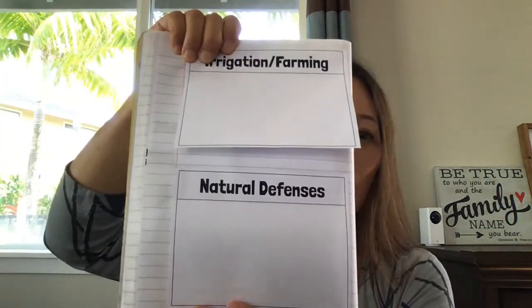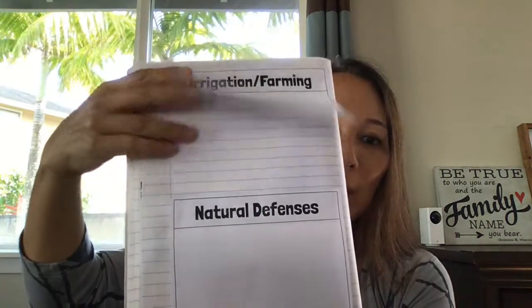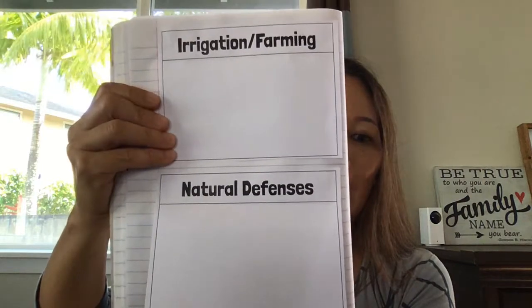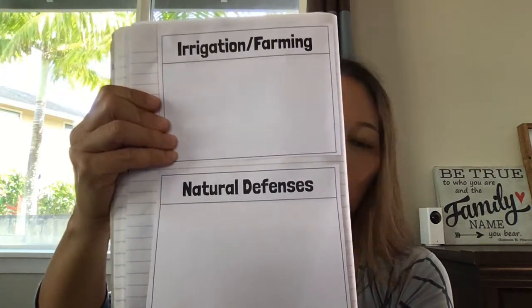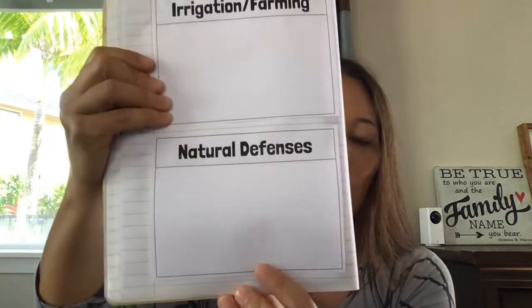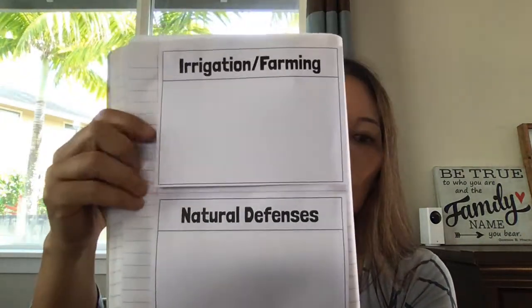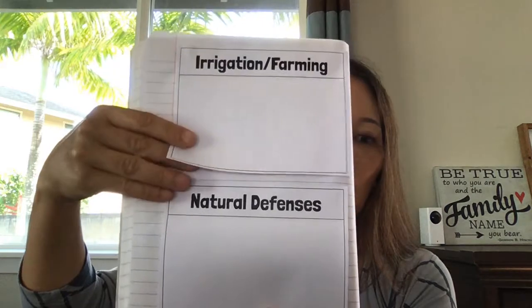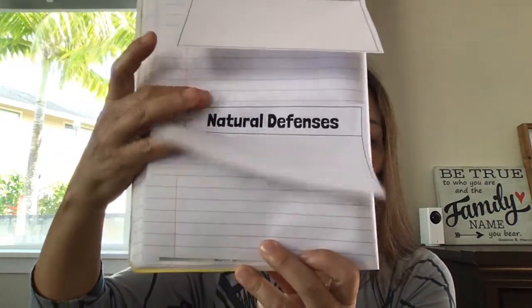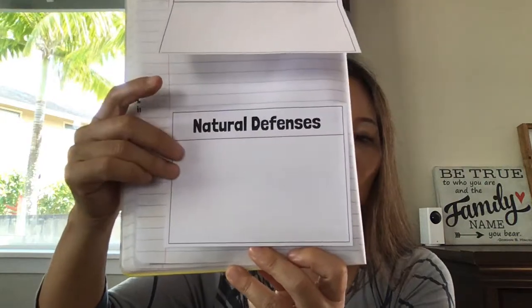Then do the same thing for irrigation and flooding. After you cut them out, make that nice crease. Here's natural defenses. Lay it out on your composition book first, making sure that you have enough space on the top and on the bottom. Then make sure you glue it so that there's a flap that you can take notes under. Okay, and that's it.